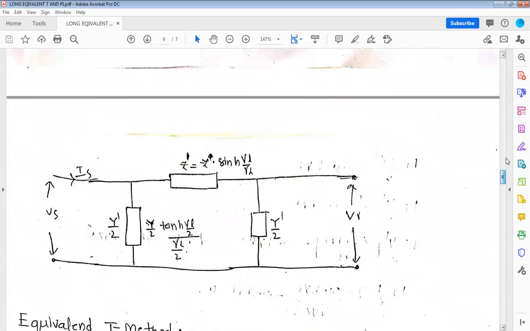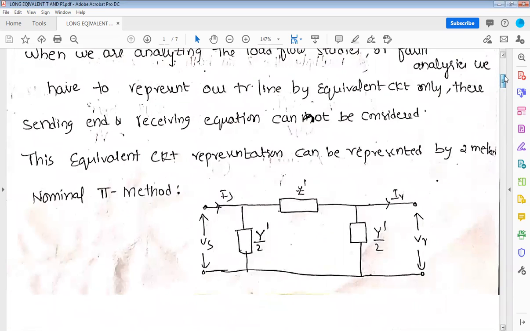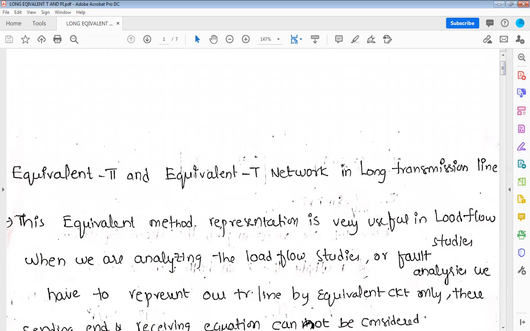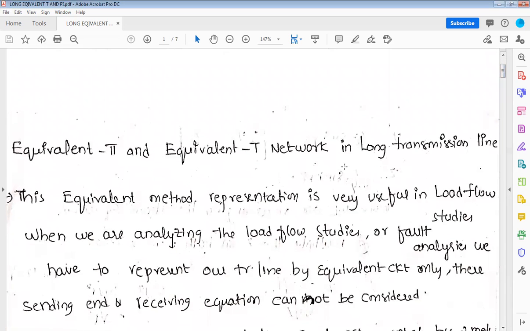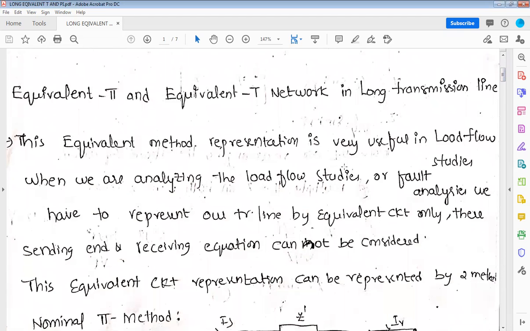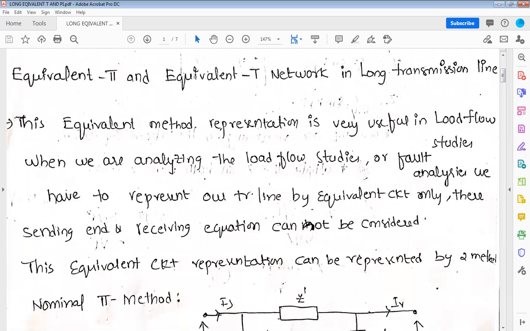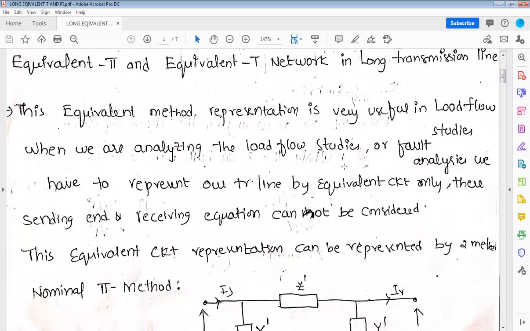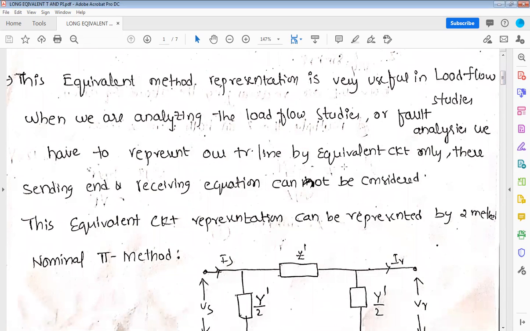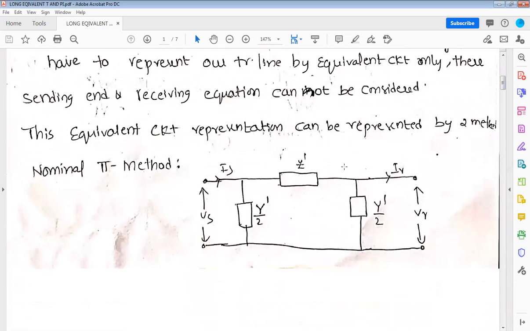So these are the long transmission line values represented in the equivalent T method and the equivalent pi method. That will be helpful for load flow studies and also for the fault analysis of the transmission line. So in the next class, we're going to see surge impedance loading, which is an important topic in load flow. So that's all for this one.